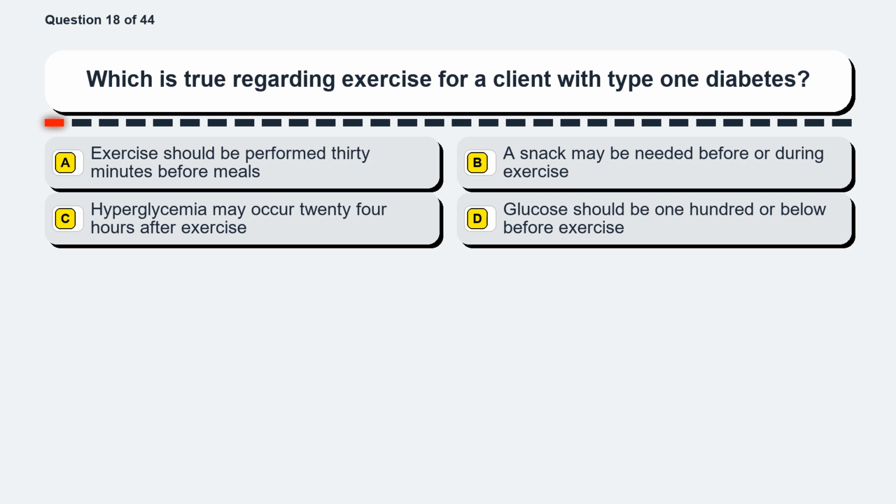Question 18. Which is true regarding exercise for a client with type 1 diabetes? Option A. Exercise should be performed 30 minutes before meals. Option B. A snack may be needed before or during exercise. Option C. Hyperglycemia may occur 24 hours after exercise. Option D. A glucose should be 100 or below before exercise.